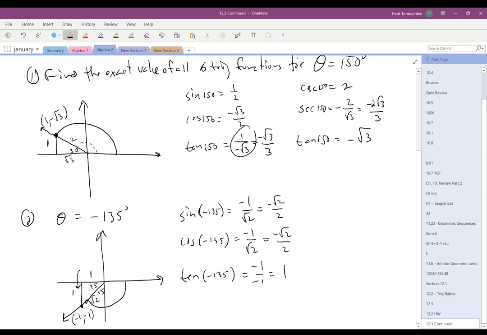And then we take the reciprocal of those, so the cosecant of -135 is just the reciprocal of -1 over √2, which is just -√2. Secant is the same thing.